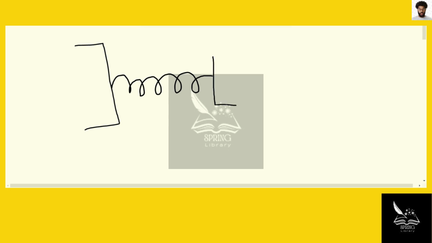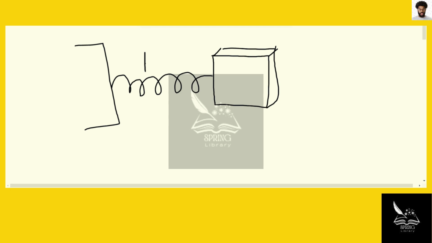Okay, so this question is asking us to find the acceleration of a box that compresses a spring. So we have our wall, and we have a spring attached to the wall, and the spring gets compressed by a box. Okay, so here's a little diagram, and on this diagram we can write our constants.